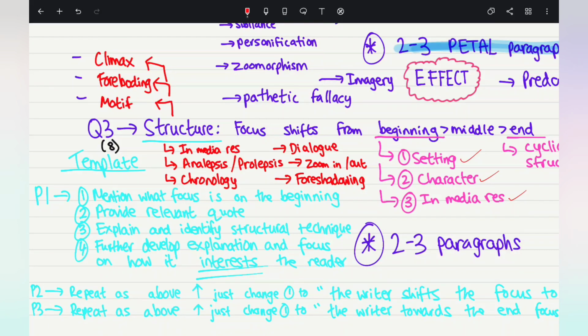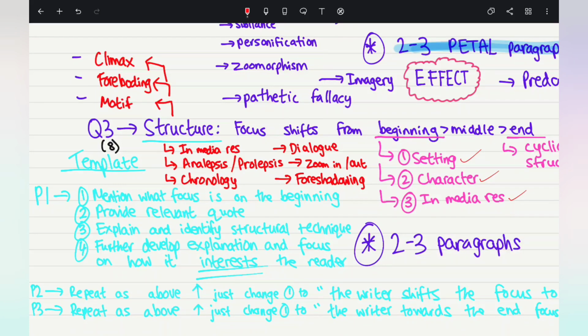So starting off with paragraph 1, step 1 is to mention what the focus is on at the beginning. Step 2, provide a relevant quote. Step 3, explain and identify the structural technique. So that could be any of the ones in red. Step 4 is to further develop your explanation and focus on how it interests the reader. And then you literally copy and paste that, repeat and recycle that step or formula for paragraph 2 and paragraph 3.